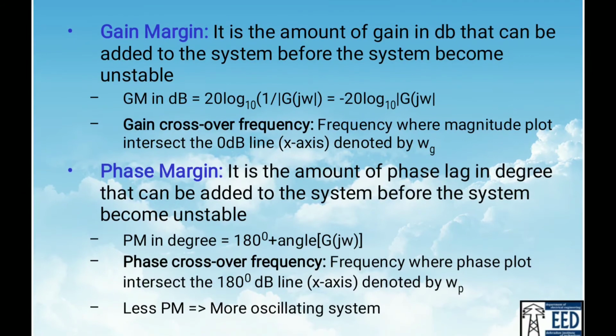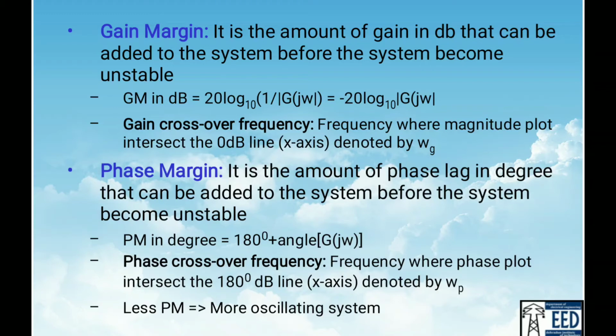If the gain margin and phase margin are both positive, the system is said to be stable. Whether both are positive depends upon the omega gc value and omega pc value. Omega gc is the gain crossover frequency, and omega pc is the phase crossover frequency. Gain margin is the amount of gain, given in decibels, that can be added to the system before the system becomes unstable. So that will prevent the system from becoming unstable.